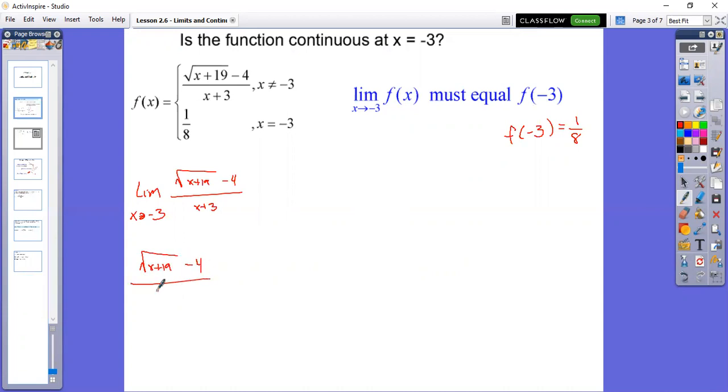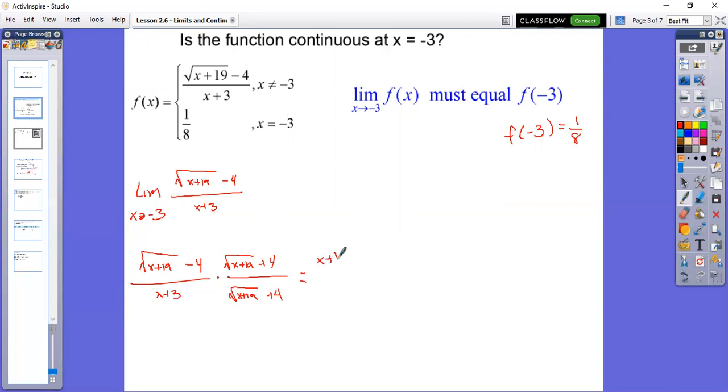The reason I'm using the conjugate method here is I see I have a radical. And sorry, the first thing I should try is direct substitution. I know that doesn't work because -3 plus 3 is 0. So now I move on to the conjugate method because I see this radical up here that I want to try to get rid of. So this is the square root of x plus 19 plus 4 over the square root of x plus 19 plus 4. Again, the purpose of the conjugate method is this first term squared minus the second term squared.